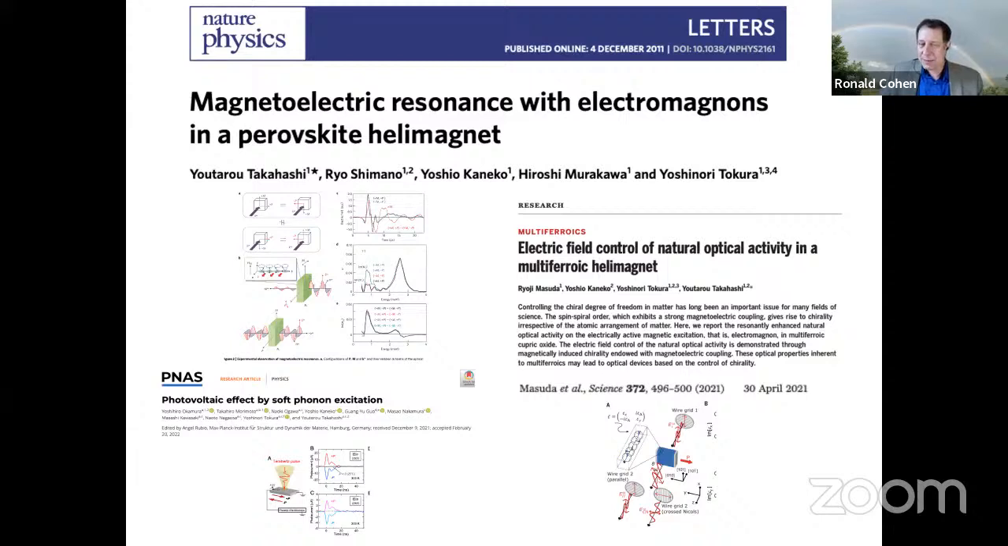Professor Takahashi has been involved or led a large number of really recent and exciting projects and new understanding on properties of ferroelectrics probed primarily optically, including new types of photovoltaic effects and multiferroic effects of various sorts. We're going to hear about that today, and I don't want to take away from his time.